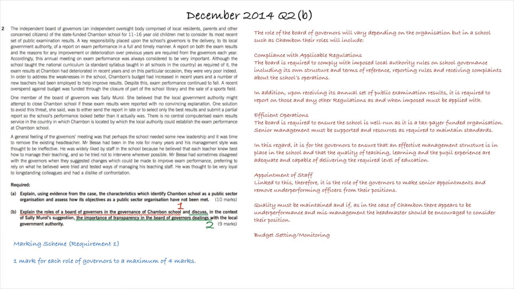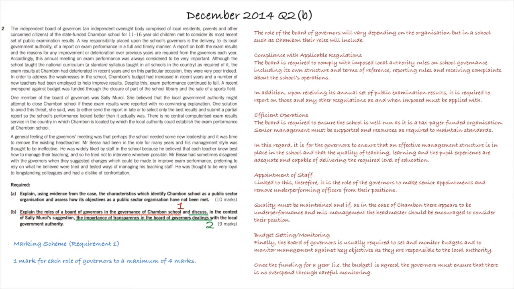Lastly then, budget setting and monitoring. The Board of Governors will be required to set and monitor budgets against key objectives, and they will be responsible to the local authority. Again, relating that to the scenario, once the funding for the year has been agreed, they need to make sure there is no overspend, and that seems to be something they're finding difficult in this particular scenario. So that's the explanation of the role of governors.